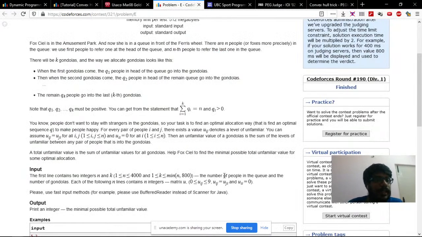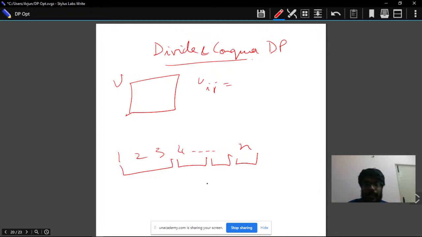Oh no, it has to be exactly k, not at most k. It has to be exactly k, because qi should be positive. So you should have exactly k batches, or k gondolas, or k subarrays, where each subarray is non-empty. And the cost of one subarray is, if there are m elements in it, all the m choose 2 pairs, you take their Uij and add them up.